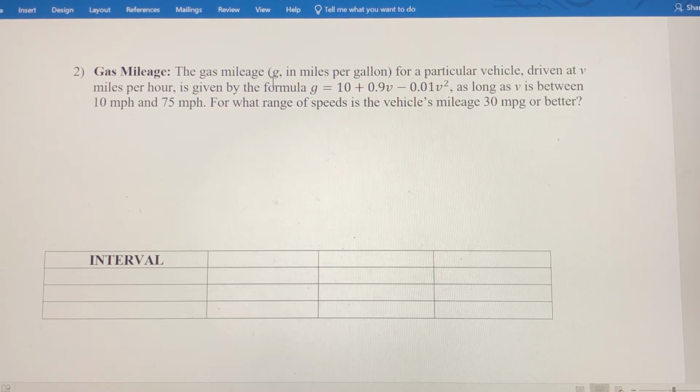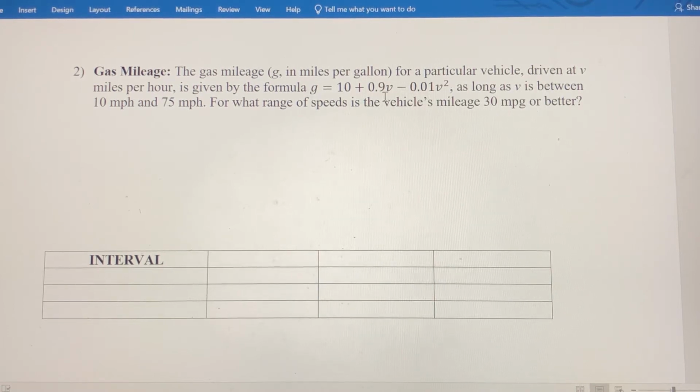So the gas mileage, which is measured in miles per gallon using the variable g here, for a particular vehicle, driven at v miles per hour, so the speed here is v, is given by the formula here. So miles per gallon, g, gas mileage equals 10 plus 0.9 times v, times that speed, minus 0.01 times that speed to the second power, okay?